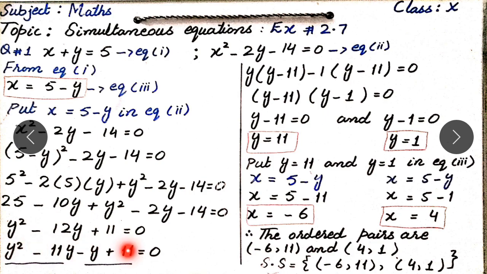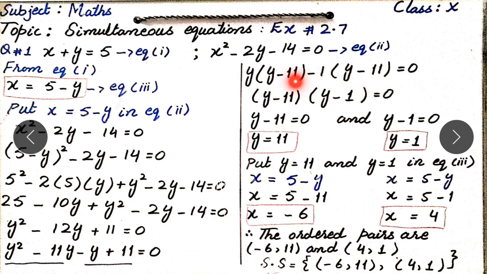Here we can make pairs and we can take common. y is common in the first pair, so y is taken common here, and y and 11 is left inside. Here nothing is common, but 1 can be the factor of both, so 1 is taken common here. y is left, and since minus is taken common, here will be minus, because minus minus will again make plus. If you factorize plus, minus minus will make plus.